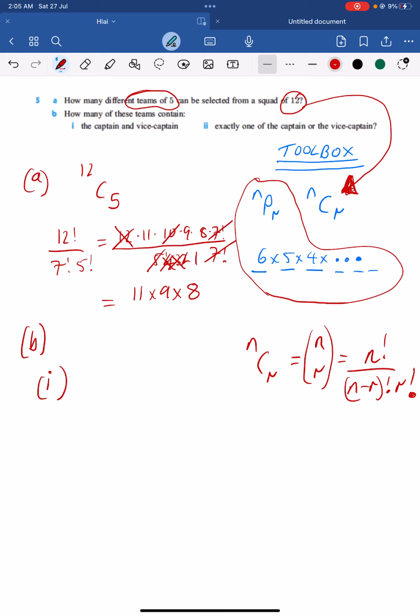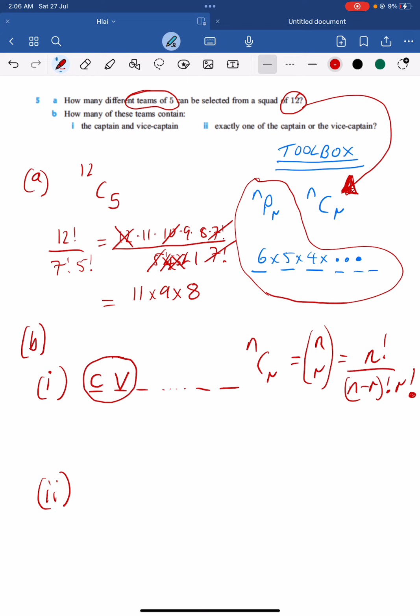1. How many of these teams contain the captain and vice captain? Okay, so we've got to imagine that from the initial 12 people, there's a named captain and vice captain, right? So that's what we've got to kind of project our brains into thinking. We'll put 2 here. So if there's already a captain and vice captain named in the previous squad of 12, which is usually the thing, right? Then the captain, the vice captain is already 2 people.